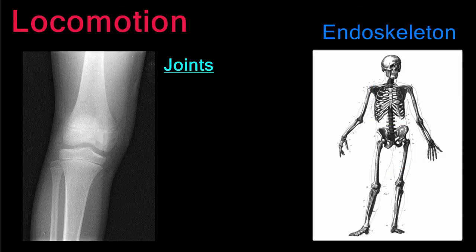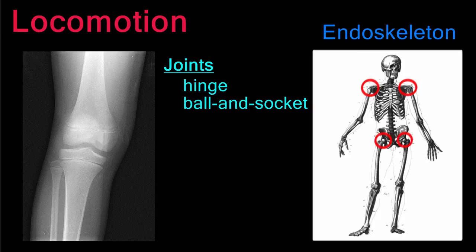Joints are places in the skeleton where bones join together. There are a number of different joint types, including a hinge joint found in your elbows and knees. A hinge joint can bend only in one direction. Ball and socket joints are found in the hips and shoulders and allow circular motion in many directions.